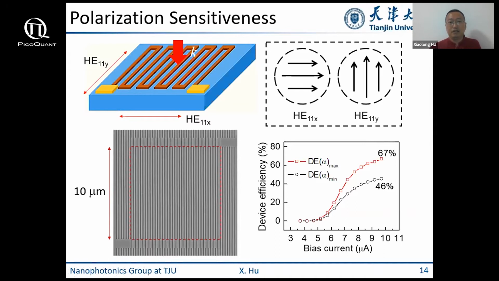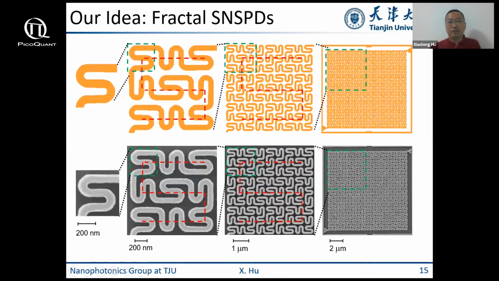To do that, our idea is called fractal SPD. We use fractal space filling curves. In mathematics, those curves are called Peano curves. This is the first order. It's like an S shape, and repeats in space 9 times. This is the second order Peano curve, and third order, and so on and so forth. We can expand the active area if we want.